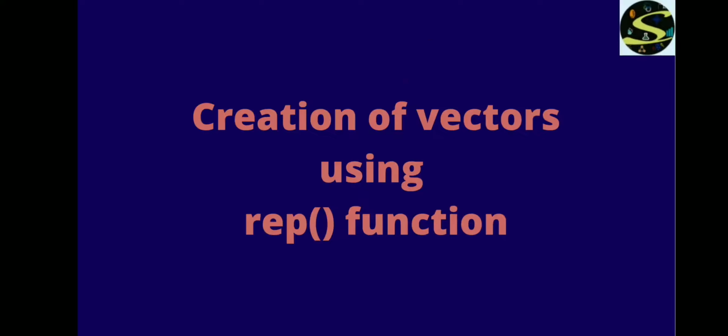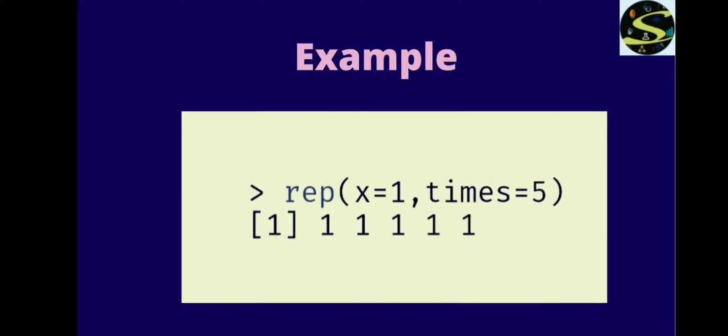Vectors can be repeated by using the rep function. The usage of rep is illustrated in this example. Here you can see I assigned a value 1 to x and I have given a parameter or argument times equal to 5, and the outcome is 1 repeated 5 times. This is how to use the rep function to create a vector.